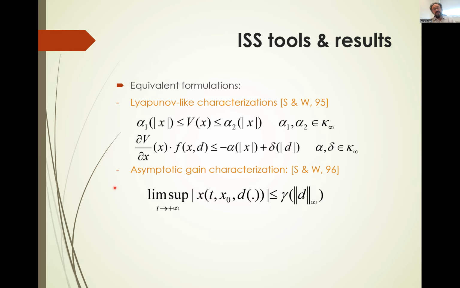And then another very important characterization, which is one that I will advocate for using in a more general context, is exactly this characterization through asymptotic gains. So what you state here is that the solution for large times should be bounded by a K-infinity norm of D infinity. And this is, under very mild additional technical conditions, such as Lyapunov stability of the equilibrium at zero for zero disturbance, equivalent to input to state stability.